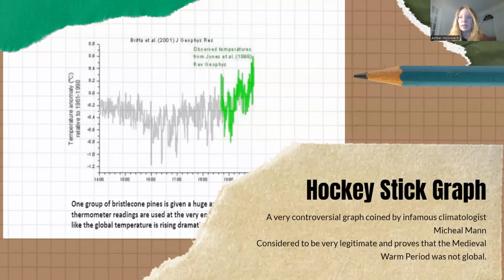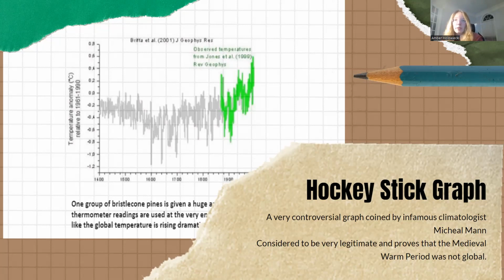So the first bit of evidence that supports that, I'm actually using for both sides to show you how different each view is on this one graph. So I'll also be showing the minority view later. But it's called the hockey stick graph.